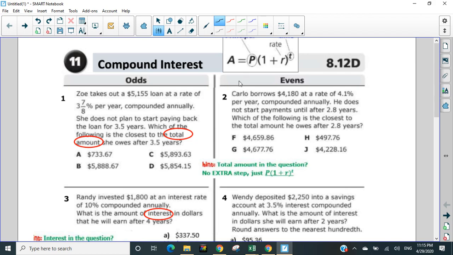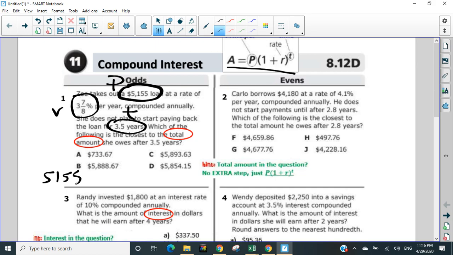Okay, so now here we have your principal, which is your money, your rate, which is your percent, and your years, which is the time, correct? Now, don't multiply PRT because the formula doesn't tell you that. You're going to have to start with 5,155, open the parentheses. Then notice that your rate is in a fraction.